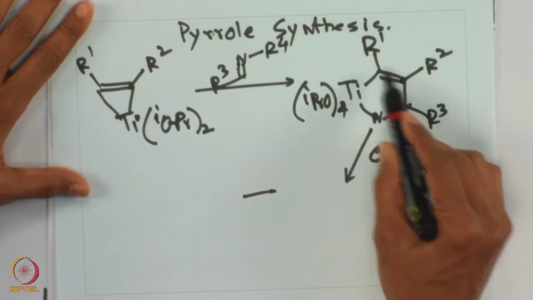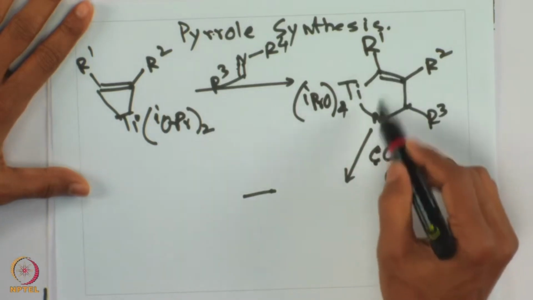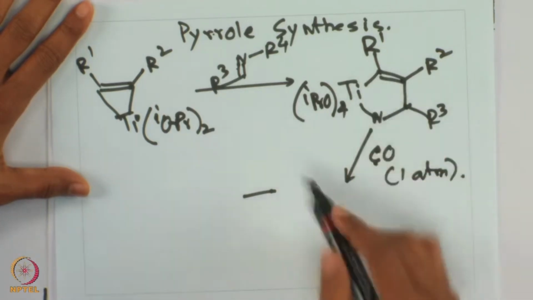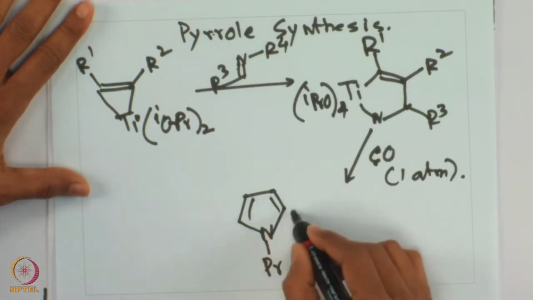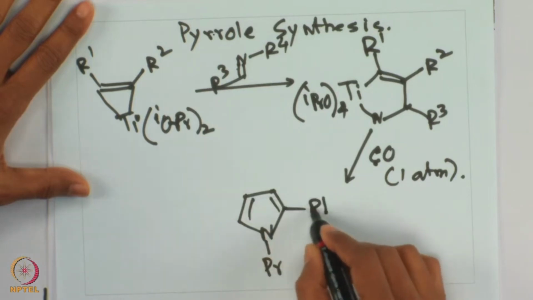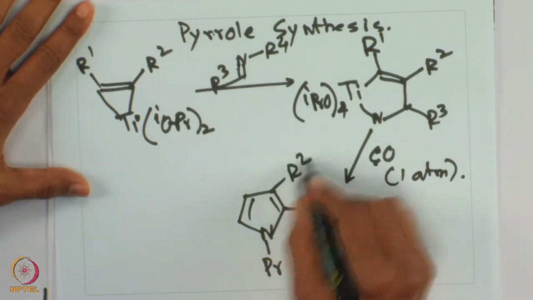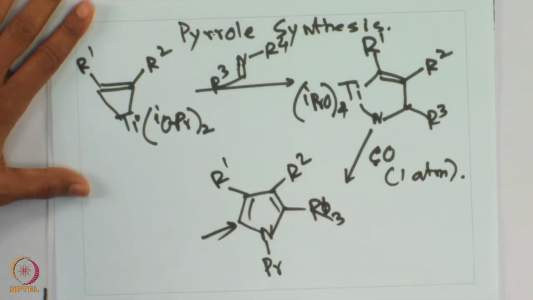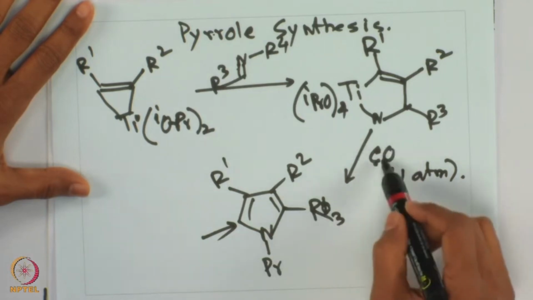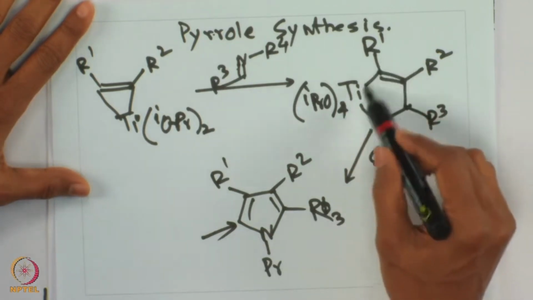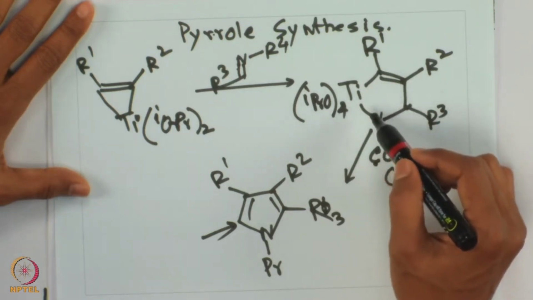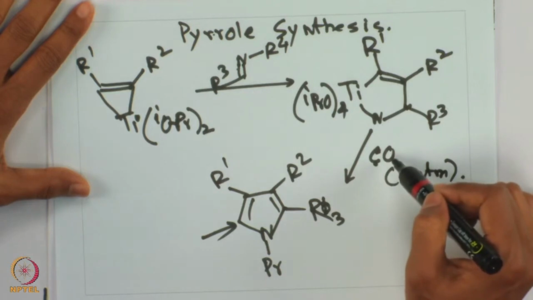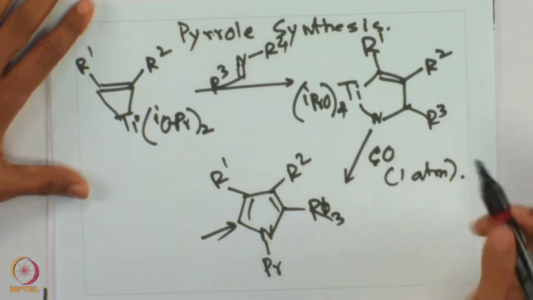So, overall we have 1, 2, 3 carbons, another carbon from this carbon monoxide, and upon further rearrangement we will see the pyrrole ring formation is going on quite well for these reactions. So, for example, if we have R3 here and R2 here and R1 here, this carbon is coming from the carbon monoxide. Well, overall what you will see is that carbon monoxide is inserted into this titanacycle reagent to give rise to the 6-membered intermediate. From there on, extrusion of this carbon monoxide oxygen to the titanium center overall will give the product.